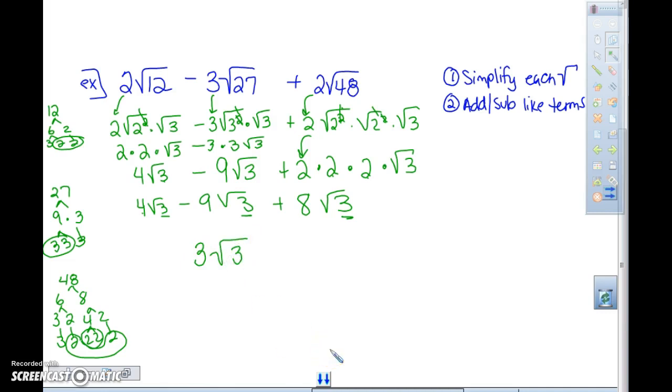Again, if we want to check this in our calculators to see if we did it correctly, you could put in 2 times the square root of 12 minus 3 times the square root of 27 plus 2 times the square root of 48. You hit equals and you'll get a decimal. And then you put in 3 times the square root of 3, you should get the same decimal.